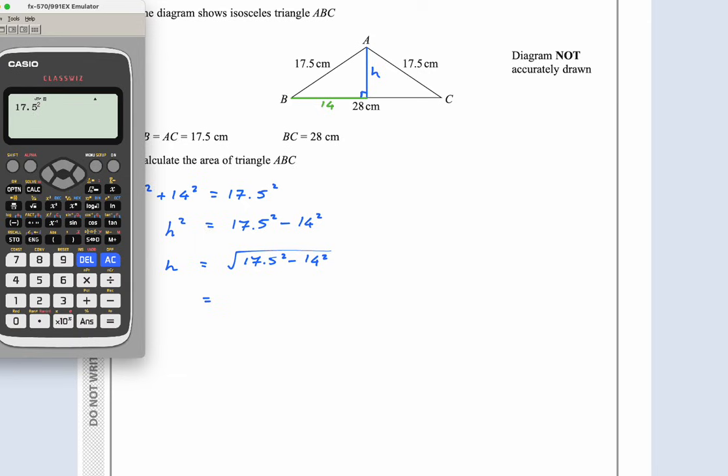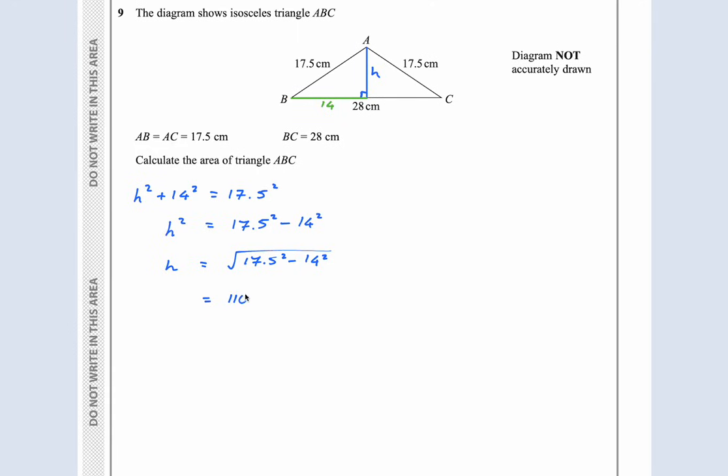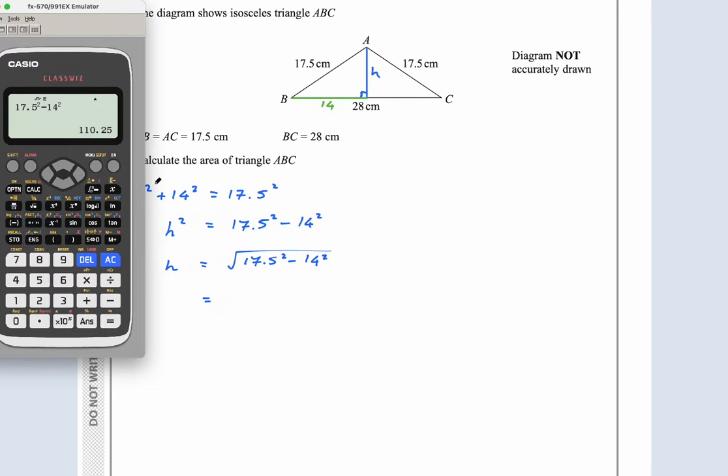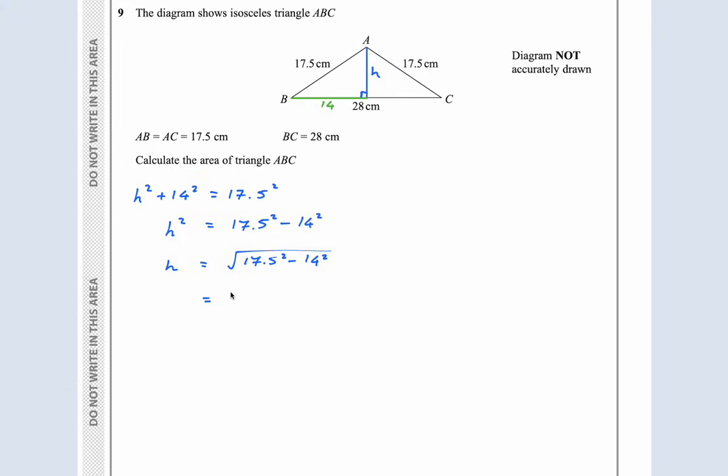17.5 squared minus 14 squared gives me 110.25. Hang on, that's definitely not right, but that's because I didn't put that in a square root. So I'm going to do square root answer, and that's 21/2, or 10.5. That's better. Notice, guys, I looked at the triangle and realized there's no way that could be 100 and anything. Okay, so that's the height.